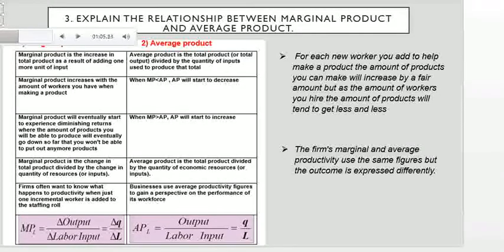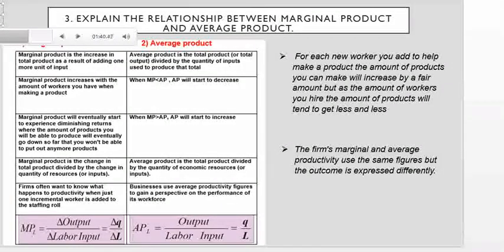Thirdly, marginal product will eventually start to experience diminishing returns, where the amount of products you will be able to produce will eventually go down so far that you won't be able to put out any more products. And when the marginal product is higher than average product, the average product will start to increase.